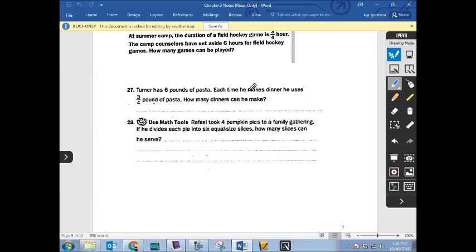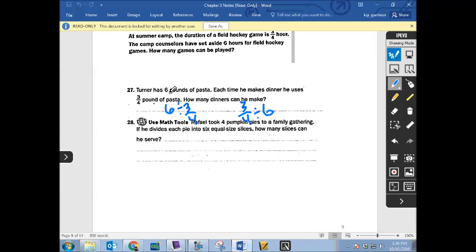Turner has 6 pounds of pasta. Each time he makes dinner, he uses 3/4 pounds of pasta. How many dinners can he make? Again, we know that it's either going to be 6 divided by 3/4 or it's going to be 3/4 divided by 6. Now, it just so happened that these questions were the exact same, so I'm not going to mess with the problem because we did it up here.